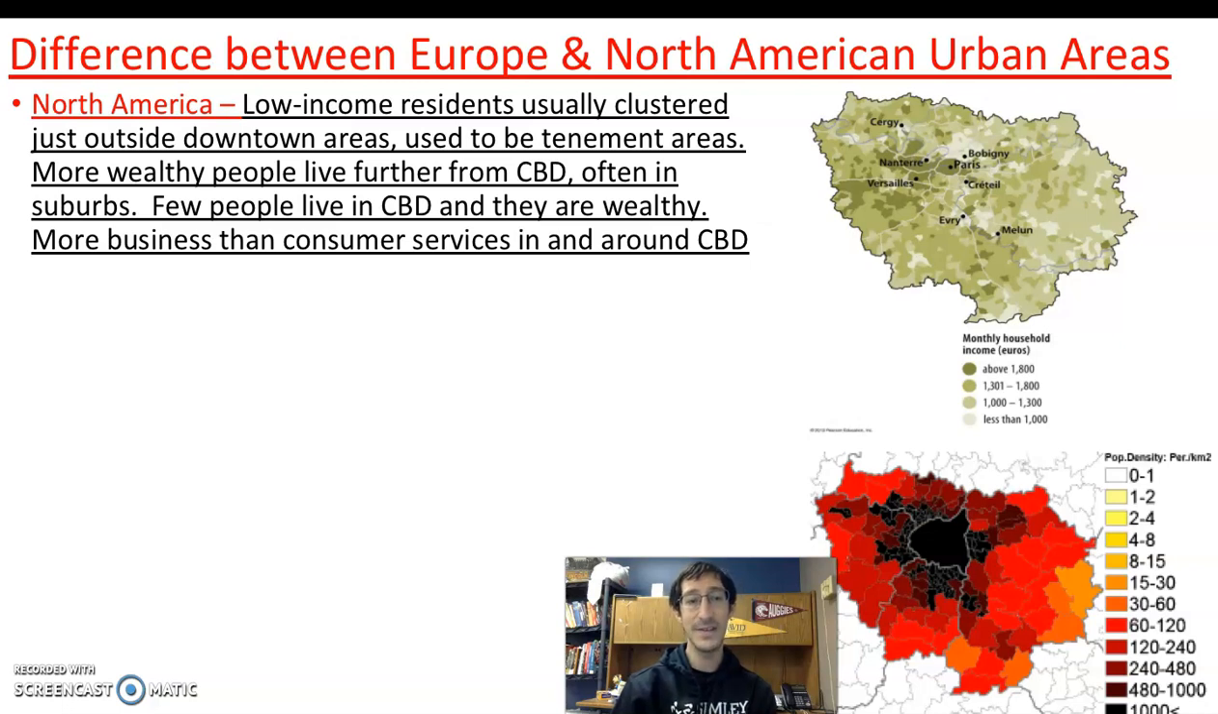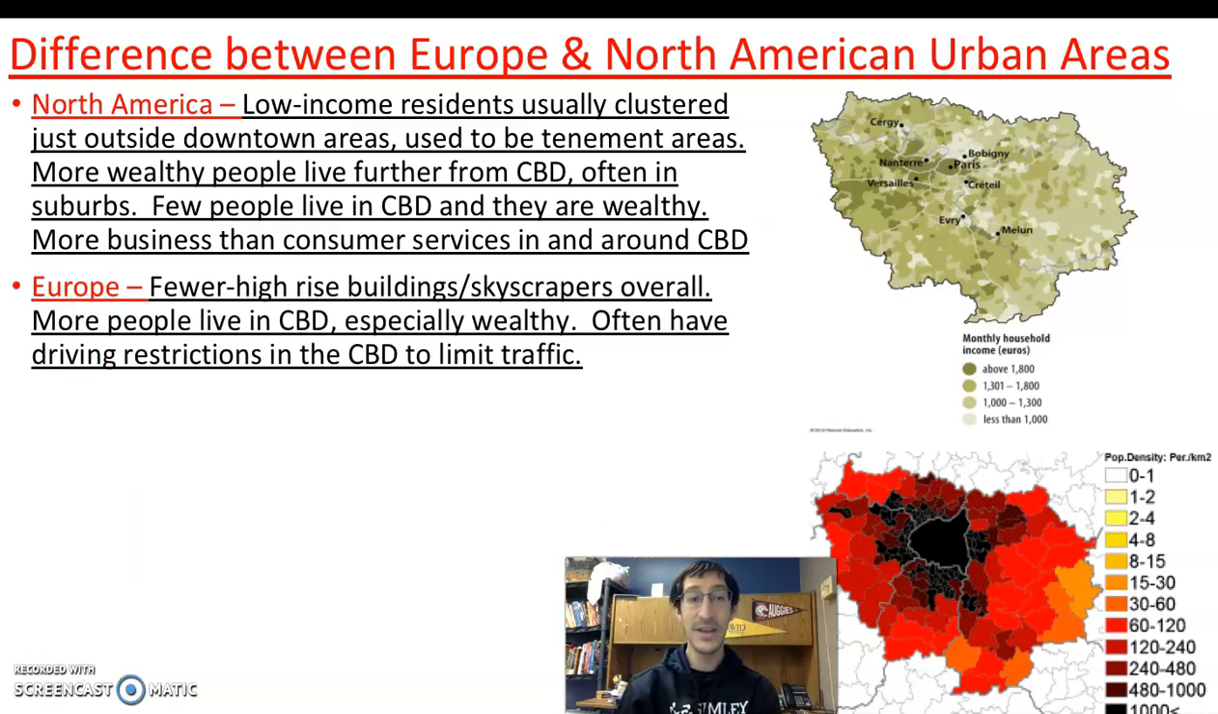More business than consumer services exist in and around the CBD, so it's mostly supporting other businesses: advertising, banking, financial services, and lawyers are found in the CBD in the United States. There are not a whole lot of consumer services other than maybe some entertainment, music, and restaurants, but not a whole lot of actual grocery stores or gas stations in the downtown area. It's more restaurants and entertainment than anything else.